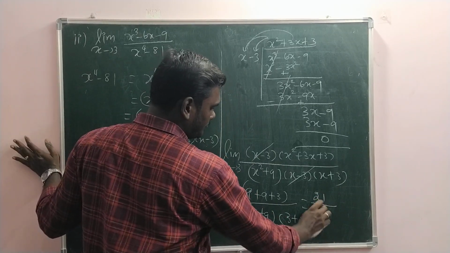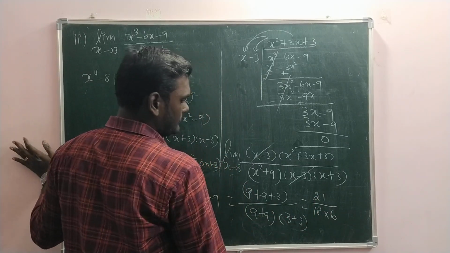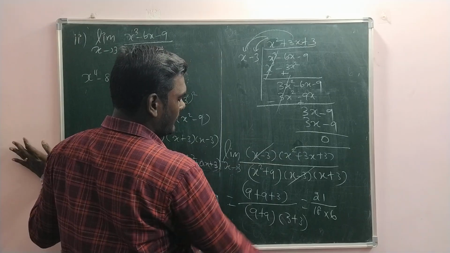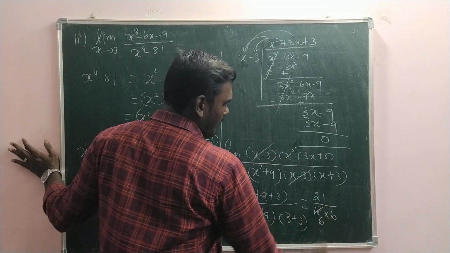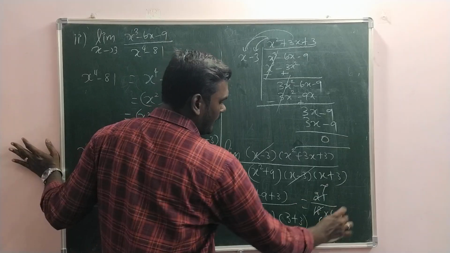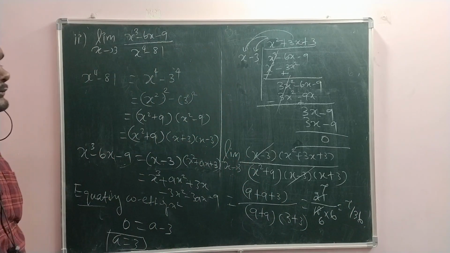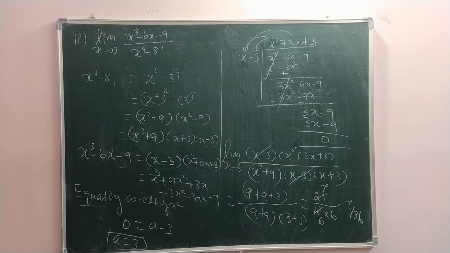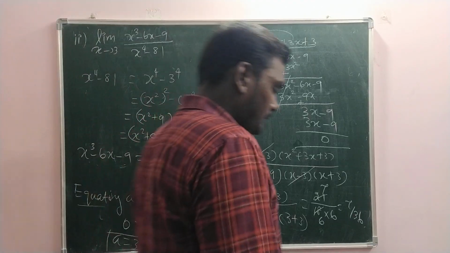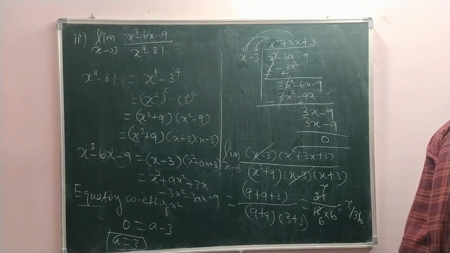21 by 18 into 6. So 18 into 6 now, that is 6 3s are 18, 7 3s are 21, so 7 by 36 is the answer. Okay. Any doubts on this? Perfect. So in the same way, all the other questions also can be solved.